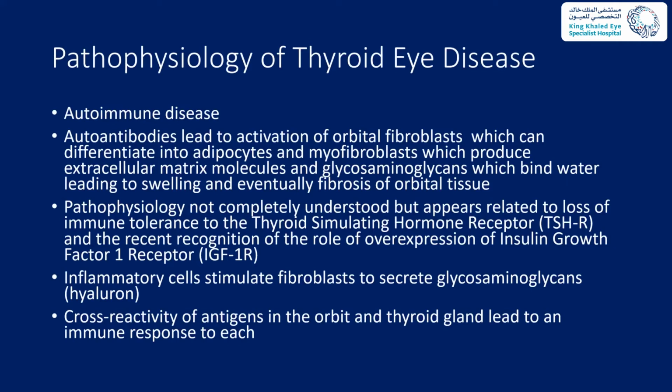The pathophysiology is not completely understood, but appears related to a loss of immune tolerance to the thyroid-stimulating hormone receptor and the recent recognition of the role of overexpression of insulin growth factor 1 receptors. Inflammatory cells also stimulate fibroblasts to secrete glycosaminoglycans, and cross-reactivity of antigens in the orbit and thyroid gland lead to an immune response in each.